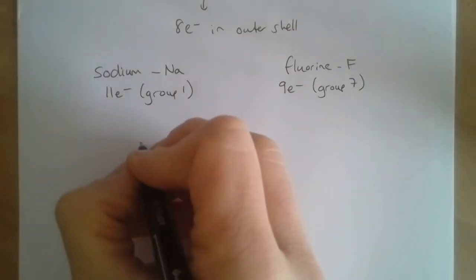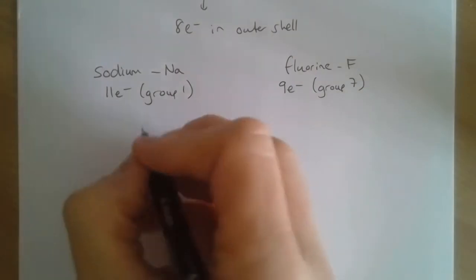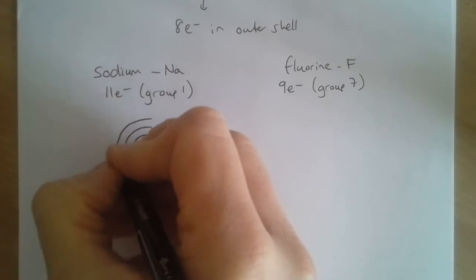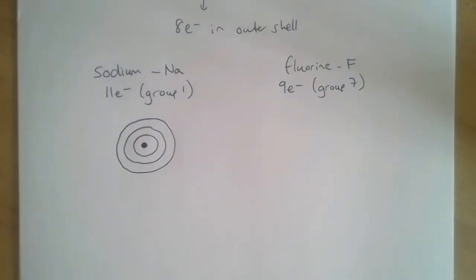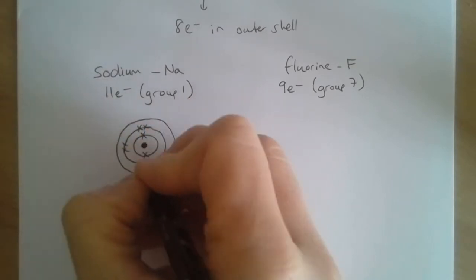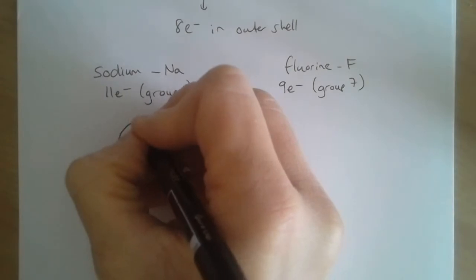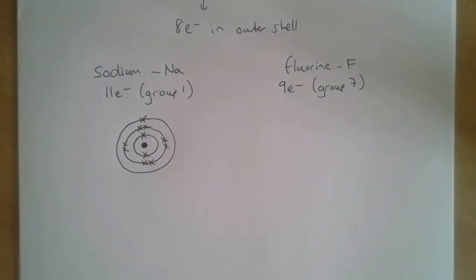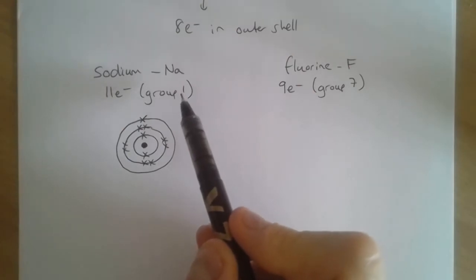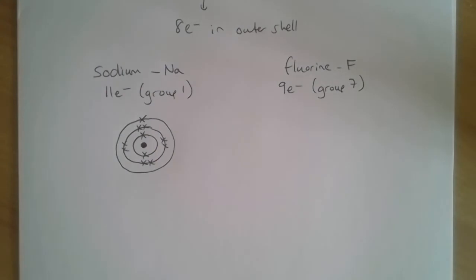So if we remind ourselves what the electron arrangement would look like, there's the nucleus of my sodium atom, and sodium has got 3 electron shells with electrons in them, and they would be arranged with 2 of them in the first shell, 8 in the second shell, and 1 in the third or outer shell. And that's why I said this group number is important, because sodium is in group 1, which means it's got 1 electron in its outer shell.